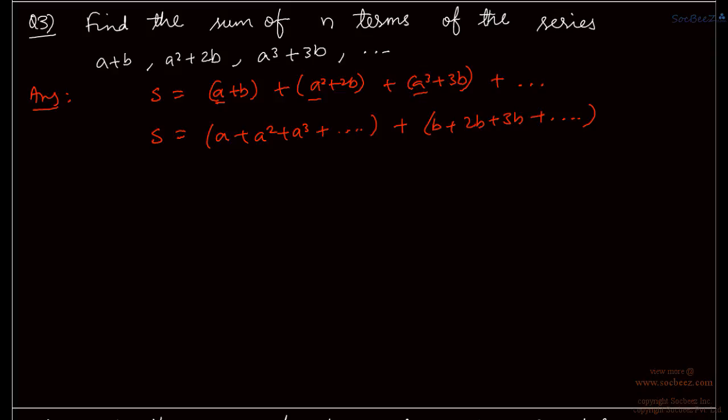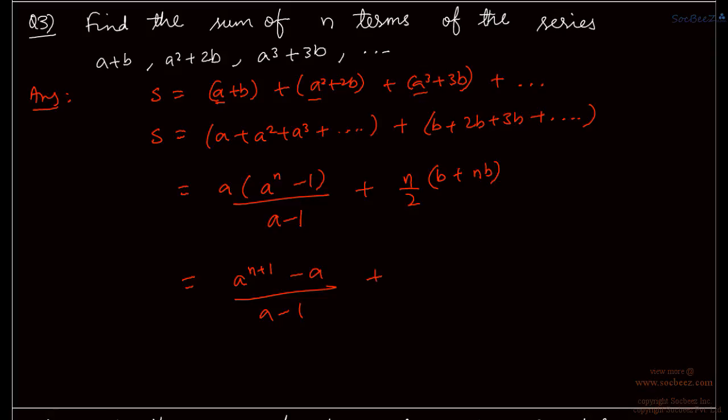So this is actually a pretty simple problem now. It's just the sum of a geometric as well as an arithmetic progression. The first one gives me a into a power. Now there are n terms and the common ratio is also a. That is a into a power n minus 1 by a minus 1. Now this is nothing but n by 2 into b, and the last term is actually nb, right? So simplifying all of this, I get a power n plus 1 minus a by a minus 1 plus n by 2 into n plus 1 into b. This is the sum. Right?